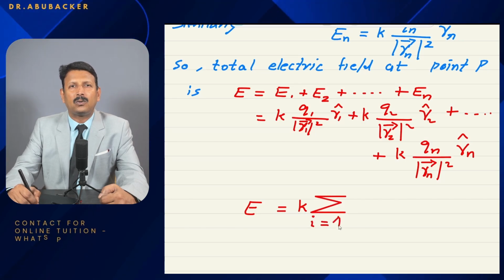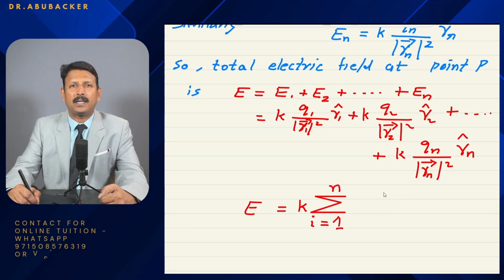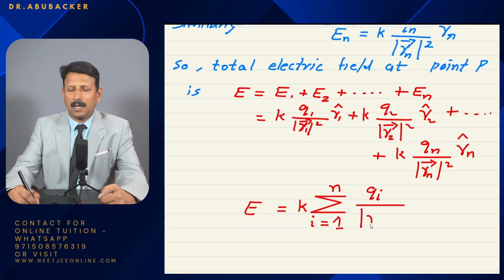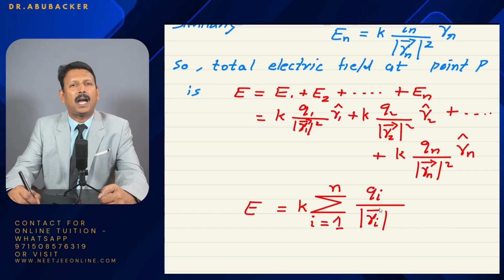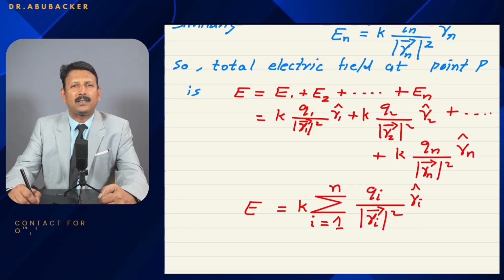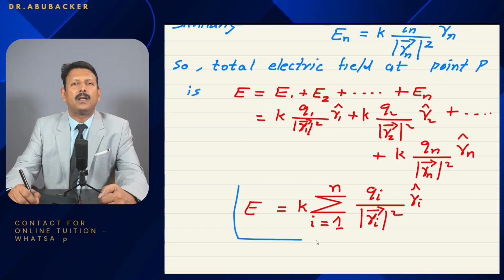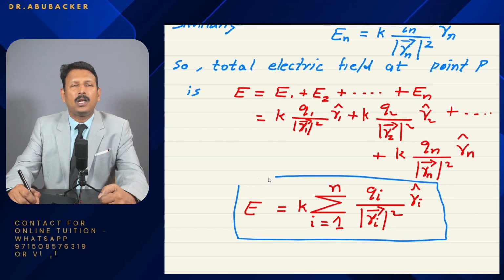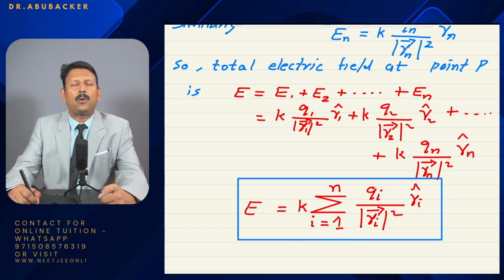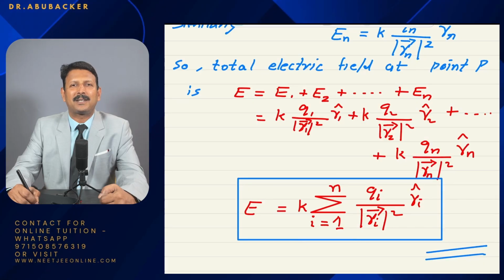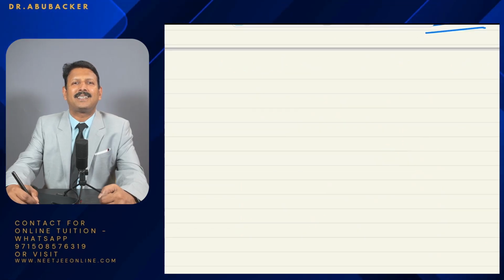i is equal to, see, the Q1 value up to Qn, right? So i is equal to 1 to n. Wherever a number is coming, replace the number with i. So Qi divided by modulus of Ri square, Ri cap. This is the final expression for the total electric field at a point due to multiple charges. Got it?